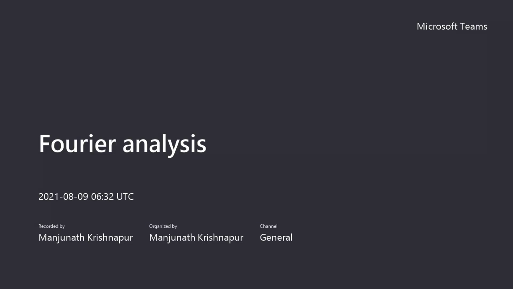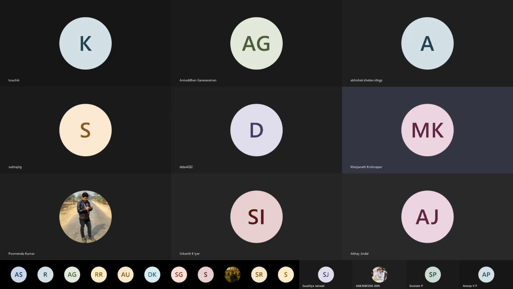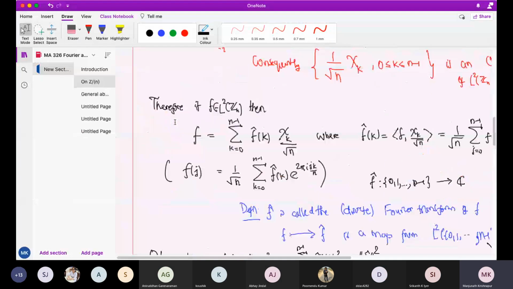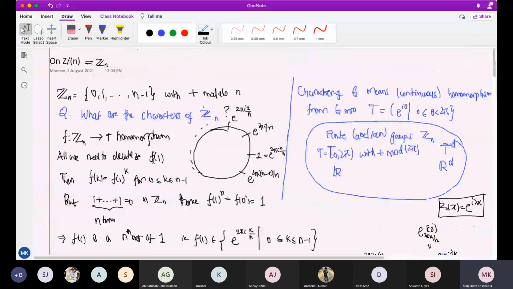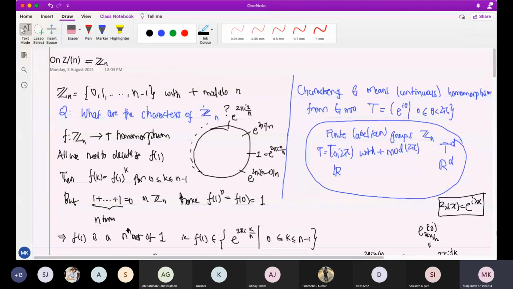Fourier analysis on Z mod n, right? So the finite cyclic groups. So what is it? Remember that what we are looking for are characters of a group. So let's stick to particularly Z mod n. Character means homomorphisms from the group into the circle group.